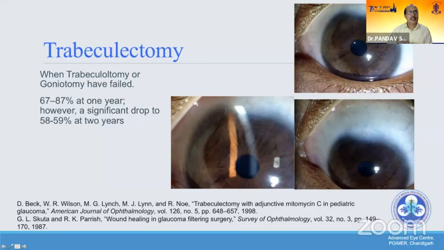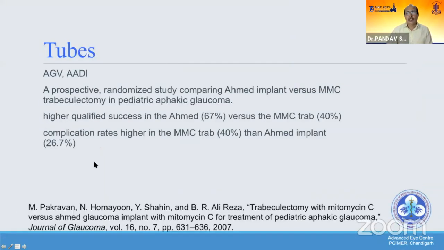60 to 80%, 67 to 87% one-year results have been reported with this procedure, trabeculectomy with mitomycin C. But as you know, the failure rate increases with increased follow-up, so that we have to keep in mind. And all these patients, whatever procedure has been done, have to be followed up very meticulously. If all these procedures fail, then we have tubes for these kids, and though they are not the first line of therapy, they are towards the end, when we've exhausted other means.